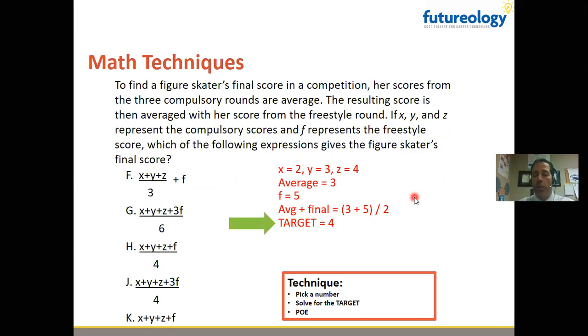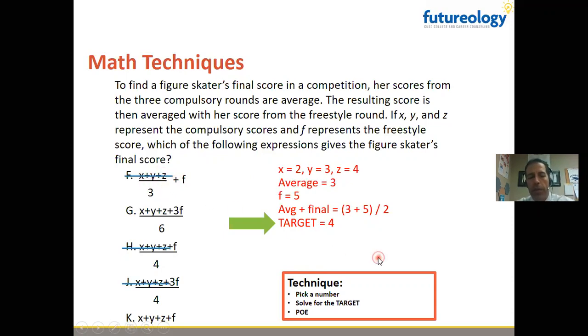So now the next part of the technique is once I have the target, I plug into my answer choices. X now is going to be 2, Y is going to be 3, Z is going to be 4, F is going to be 5. And I'm looking for the answer 4. Make sense? So it's not this, because when I plug this in, for example, 2, 3, 4, so that is 9 over 3, which is 3, plus F, which is 5, that's 8. That's not 4, so it cannot be F.